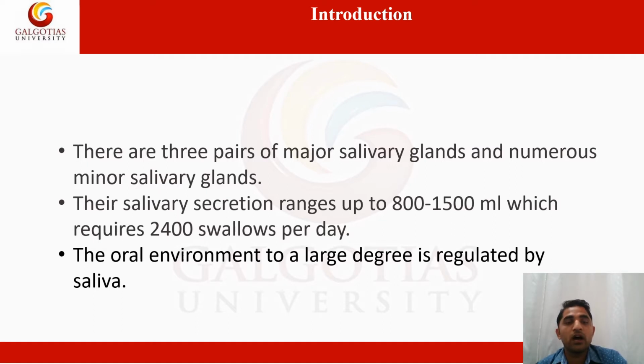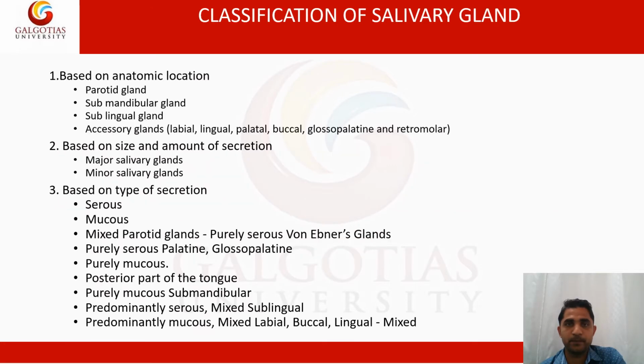The oral environment to a large degree is regulated by the saliva. Oral environment means the pH, the liquefaction, and the voice. All these things and oral health are primarily dependent on the secretion of saliva. In these slides, we will discuss the classification of salivary glands.